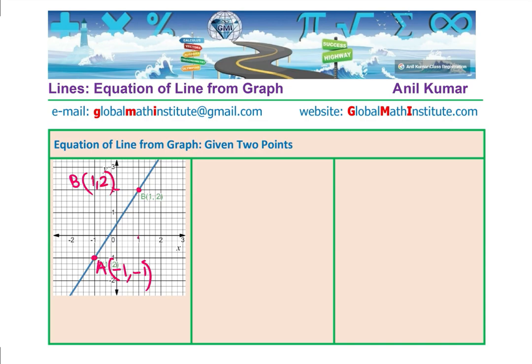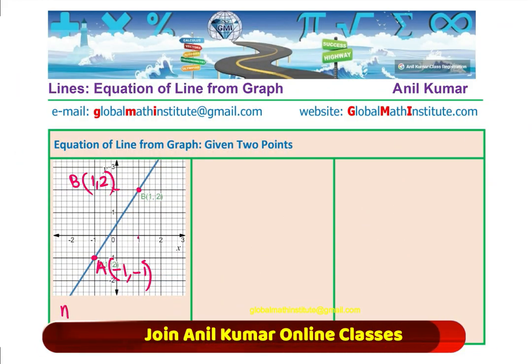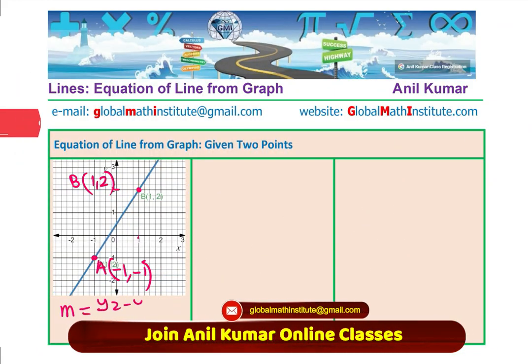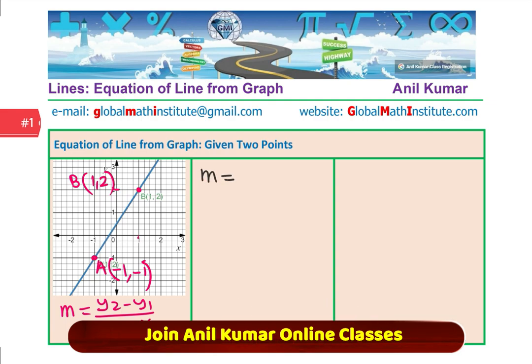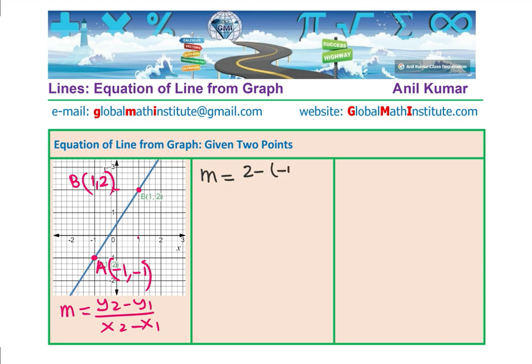Since these 2 points are given to us, we can find the slope. As you know, slope is y2 minus y1 over x2 minus x1. And therefore, we can now write down the slope as m equals, let's say, 2 minus minus 1, right? So I'm taking B as my second point. 2 minus minus 1, the difference of y values, and then 1 minus minus 1. So that gives me 2 minus minus 1 is like 2 plus 1, and here we have 1 plus 1, and that gives me 3 by 2.